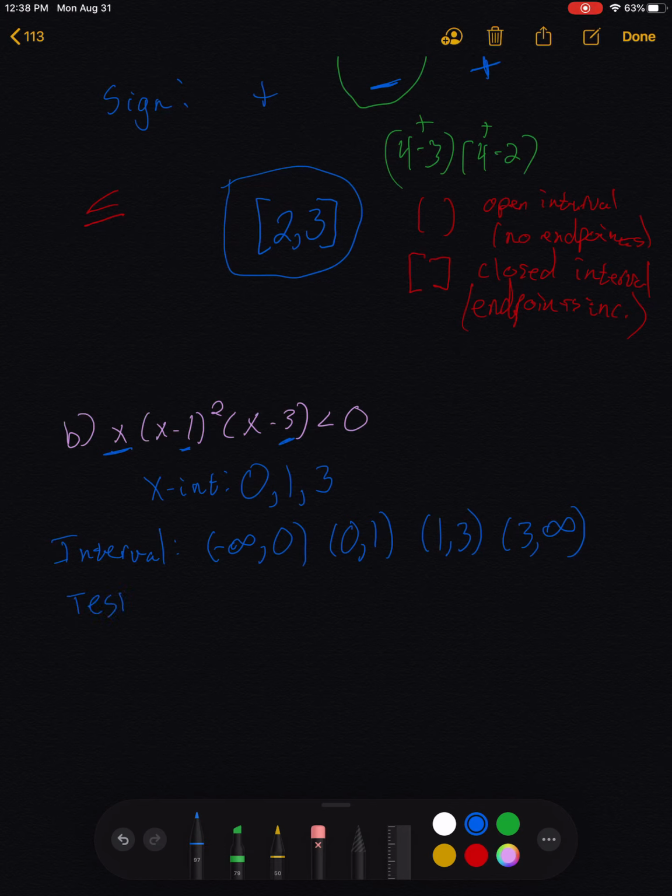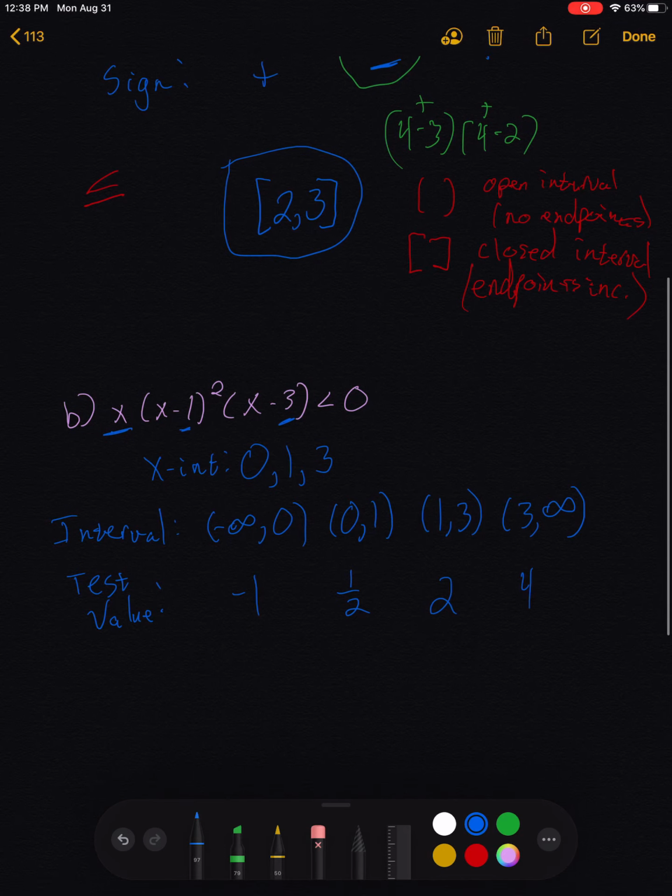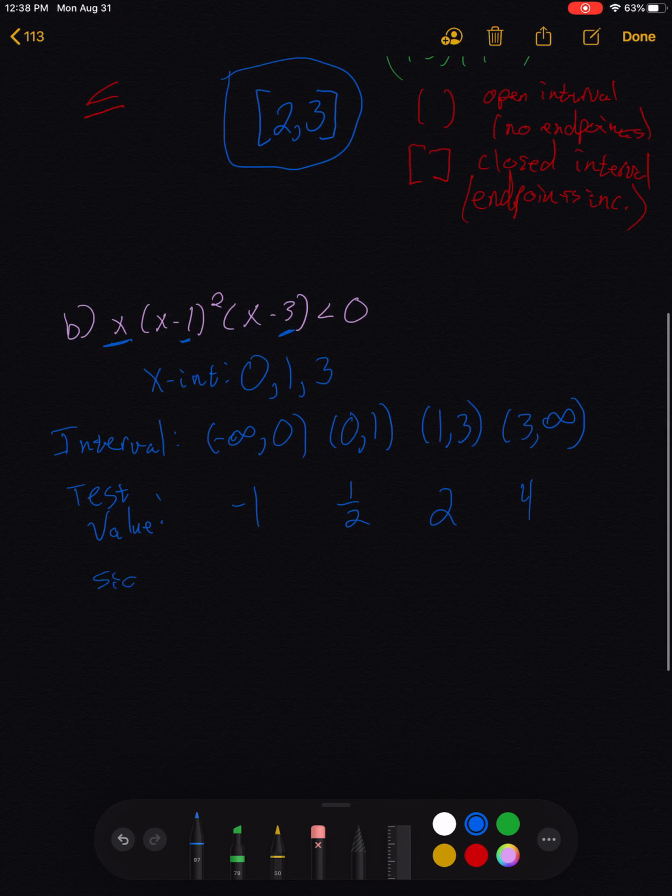We pick a test value on each interval. And again, you can choose different test values if you like. Between negative infinity and 0, I'll use negative 1. From 0 to 1, I have to pick a fraction because there are no whole numbers between 0 and 1, so I'll use 1/2, or 0.5. From 1 to 3, we could use 2, and from 3 to infinity, we could use 4. And then we use these to determine the sign.